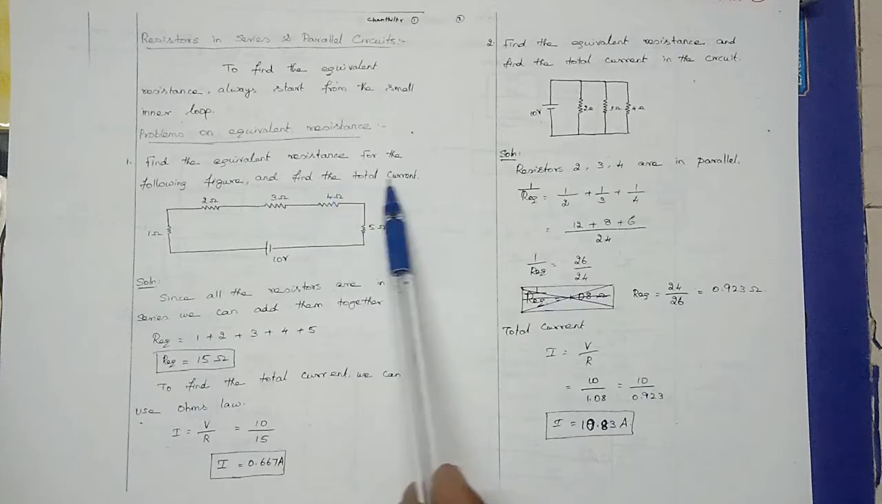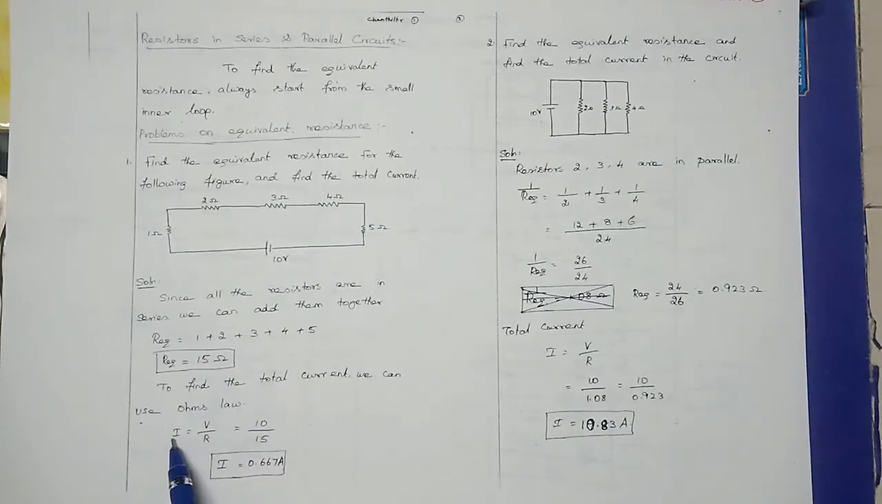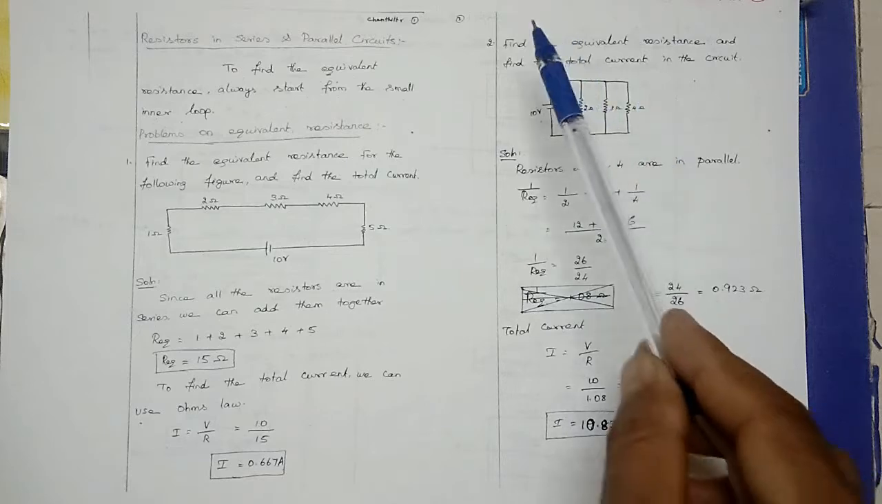Now we want to find out the total current also. That's Ohm's law: I equals V by R. R you have found out, 15. V, the voltage source, is 10. Just substitute it, simplify it, and you will get the answer. Very simple problem.